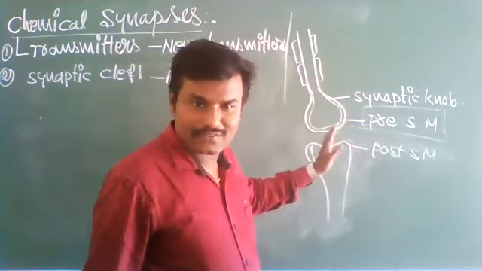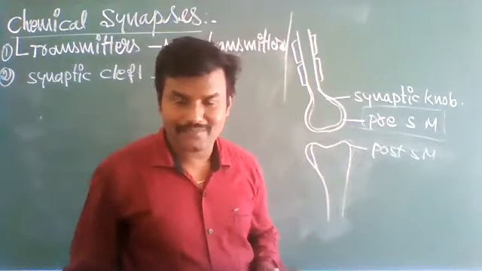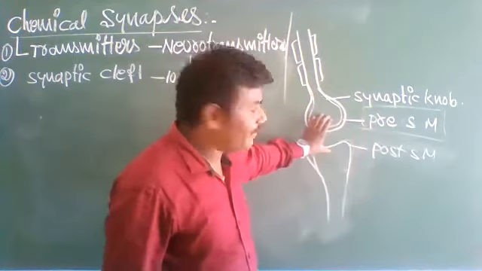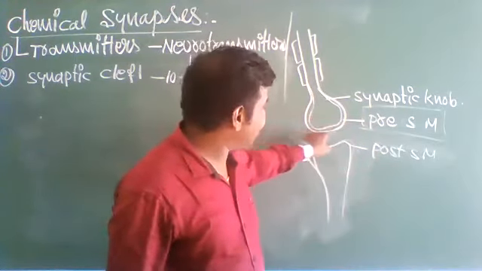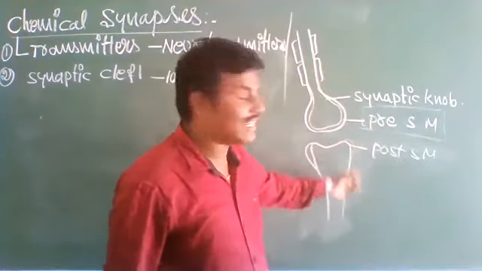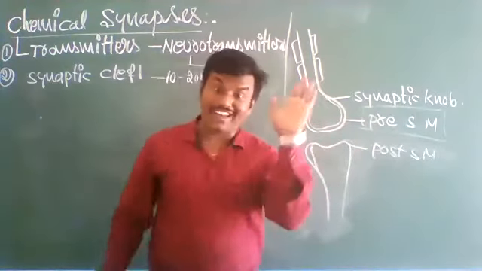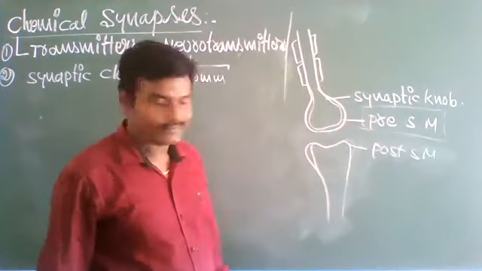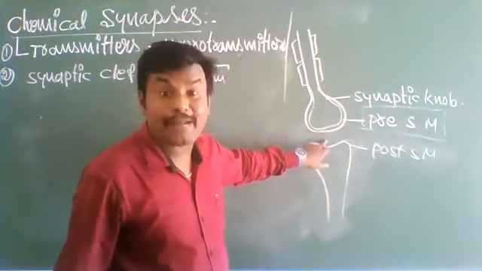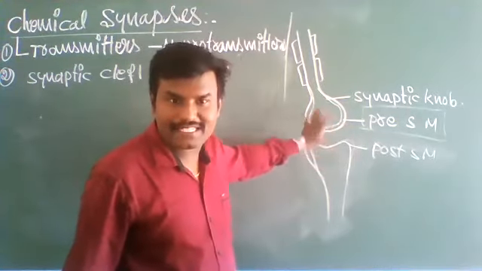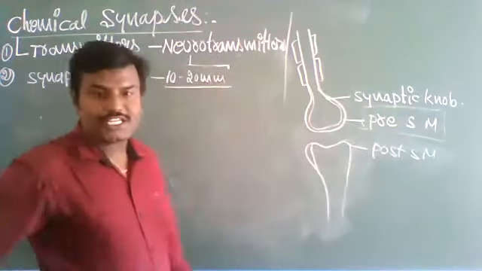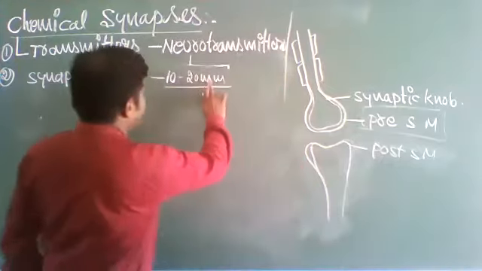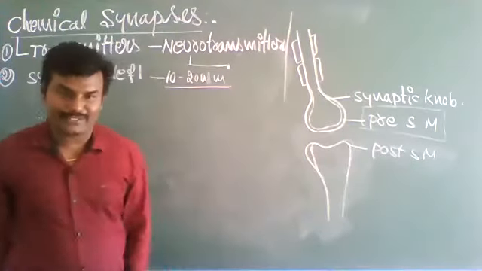In nerves which show chemical synapses, the gap between the two terminals, the axon terminal and the dendron of another neuron, is called the synaptic cleft. Its gap at chemical synapses is wider, about 10 to 20 nanometers. Okay.